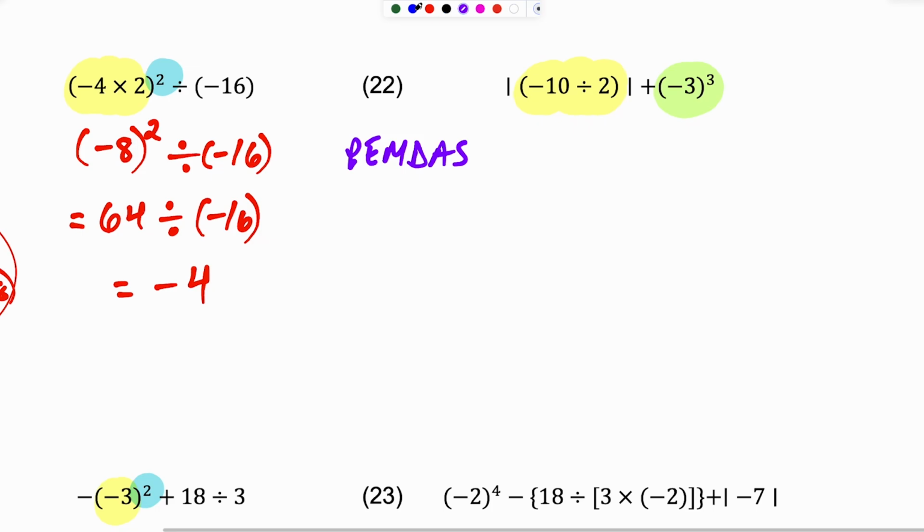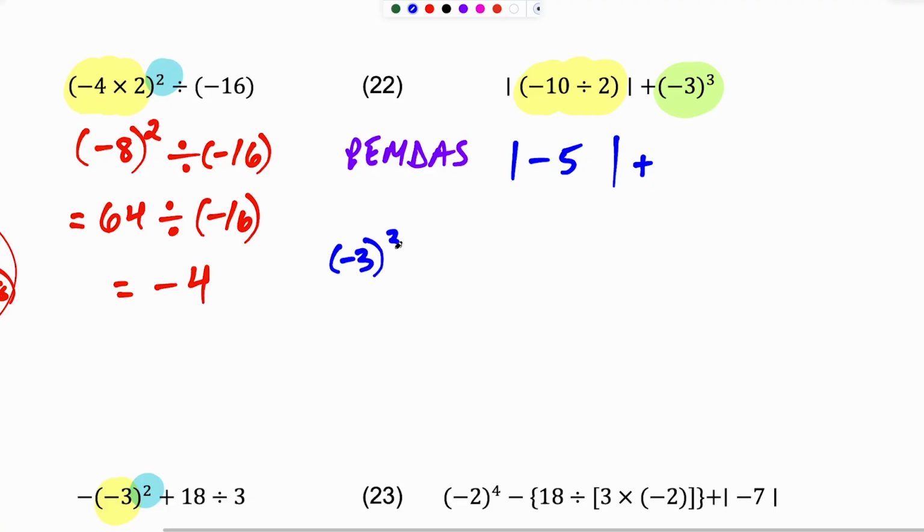So let's say we start with the absolute value. We're going to have the absolute value of, and then here, -10 divided by 2 is -5. A negative divided by a positive is negative, and then we still have our absolute value lines here like this. And then plus -3 to the third power.